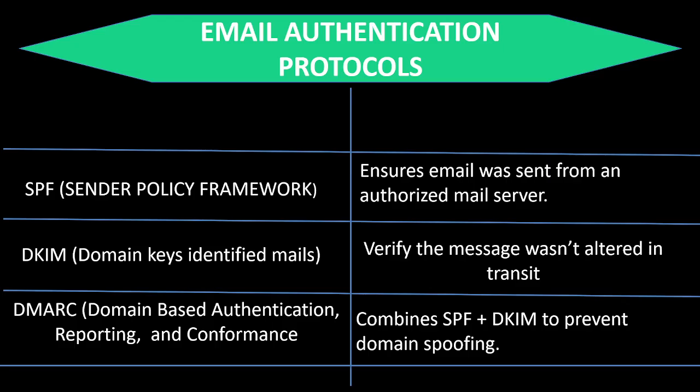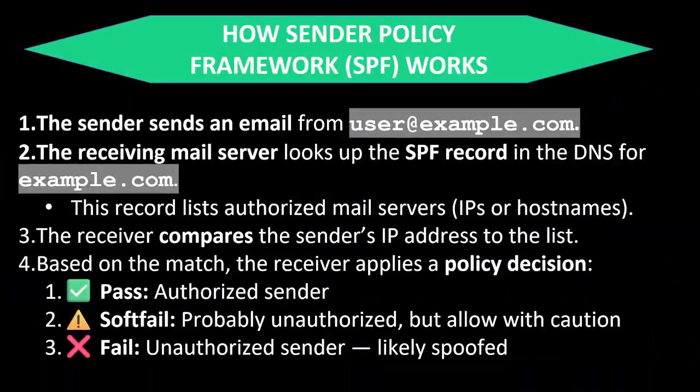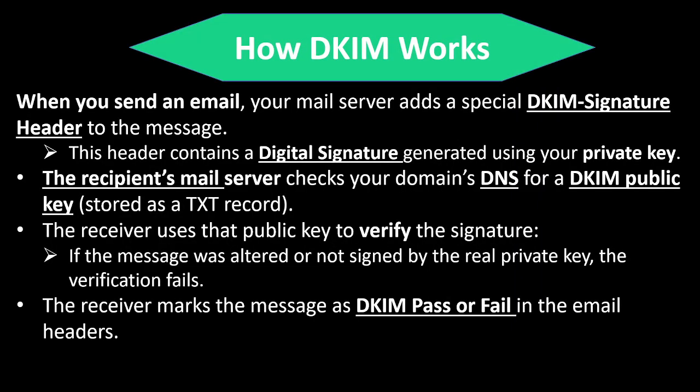DKIM works by digitally signing outgoing emails with a cryptographic signature that's tied to your domain. The receiving mail server then uses a public key published in your domain's DNS to verify that signature. If the signature is valid, the message is confirmed as genuine, not modified and sent from an authorized domain. That's what genuine means. If it fails, the message might be fake or tampered with. Let's see how DKIM works.